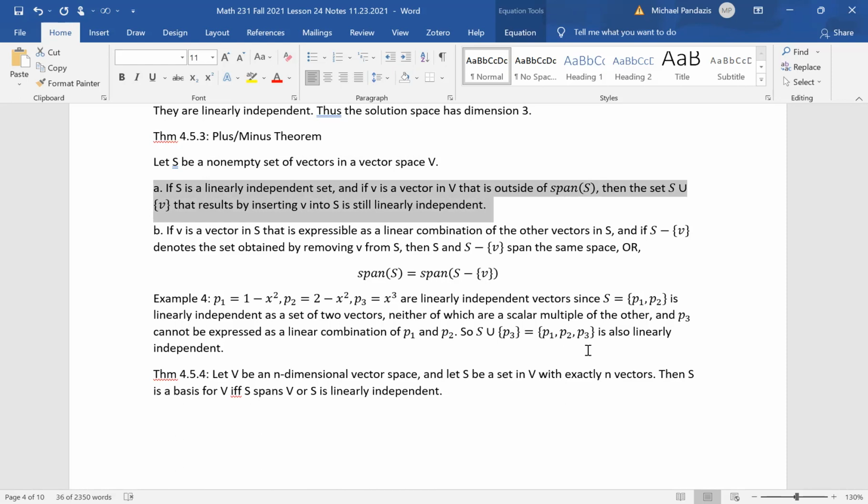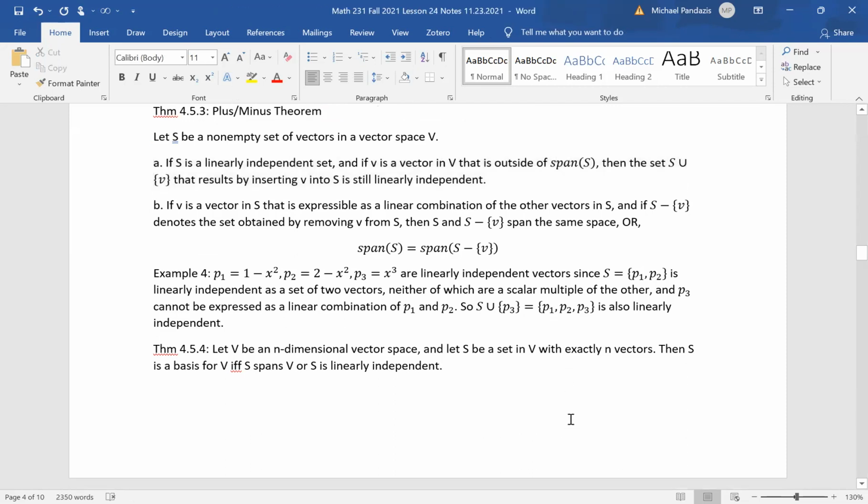And so what I showed there in example 4 is that the set {p1, p2, p3} is a linearly independent set by using part A of the plus minus theorem, theorem 4.5.3. Okay, I started with the 2-element set being linearly independent and used the plus minus theorem to show that adding the third element results in a still linearly independent set by part A of that theorem.